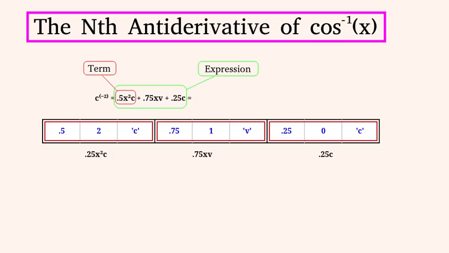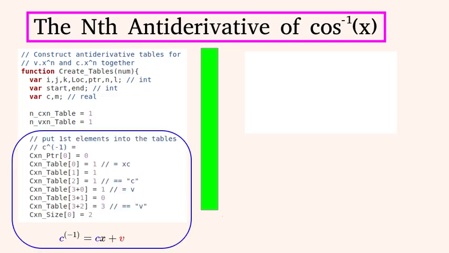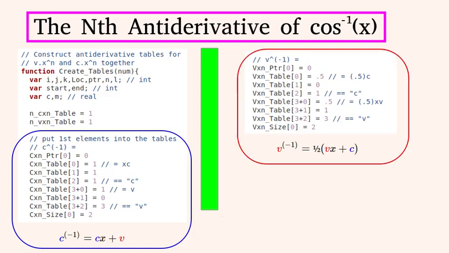A term is a collection of numbers and variables multiplied together, and an expression is a collection of terms added together. This is the function that creates both tables for the antiderivatives of CXN and VXN together. We'll set the number of entries found in each table to be 1 to start with. We'll put the first element into the CXN table here, which has 2 terms added together. Then we'll put this into the VXN table as the first entry in the table.